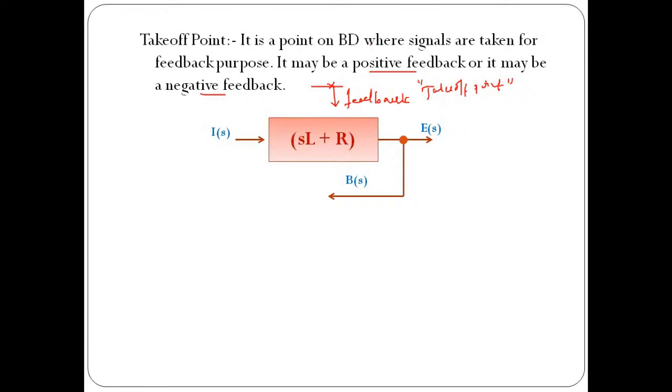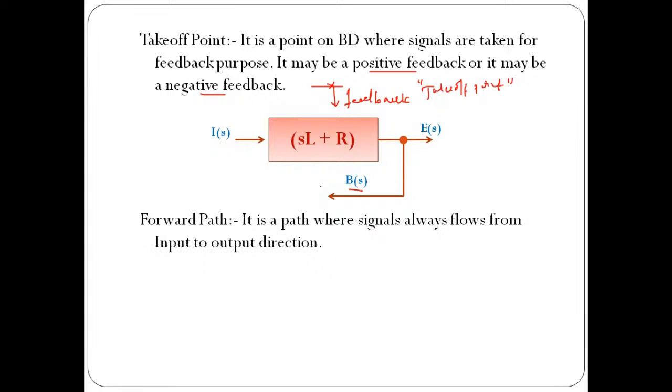Then this figure indicates that through the takeoff point we take a feedback signal, indicated by the symbol B of S, for feedback purposes. This is the standard representation for a feedback signal. B of S always indicates the feedback signal. It may be positive, it may be negative, depending upon the requirement of the system. But in most cases, as I told you, we take a negative feedback signal.